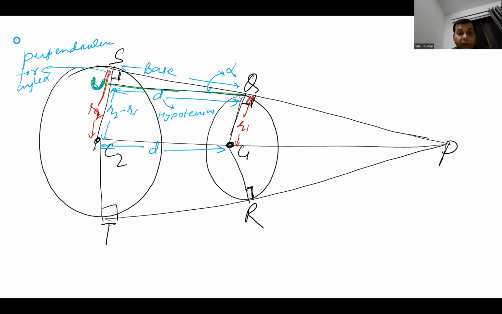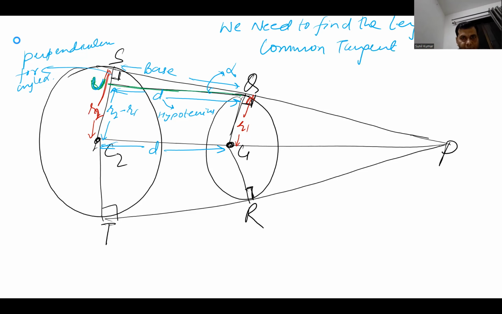Okay. Now what we need to calculate? We need to calculate the length of common tangent between the two circles. So here there are, you can say, two common tangents. One is SP and other is TP. Now SP is the bigger tangent to the bigger circle, and PQ same tangent to the smaller circle. Okay. So what is the length of the common tangent? This is SQ or TR, right?